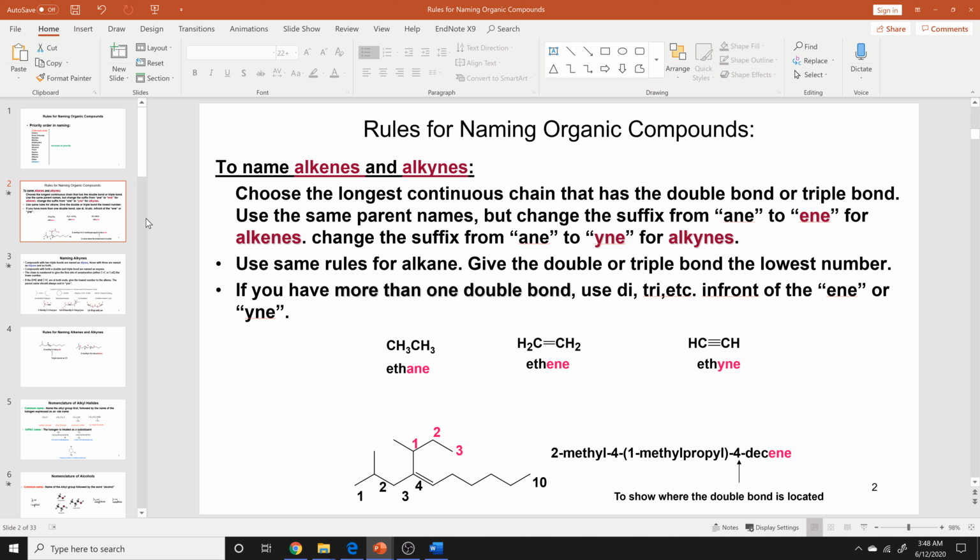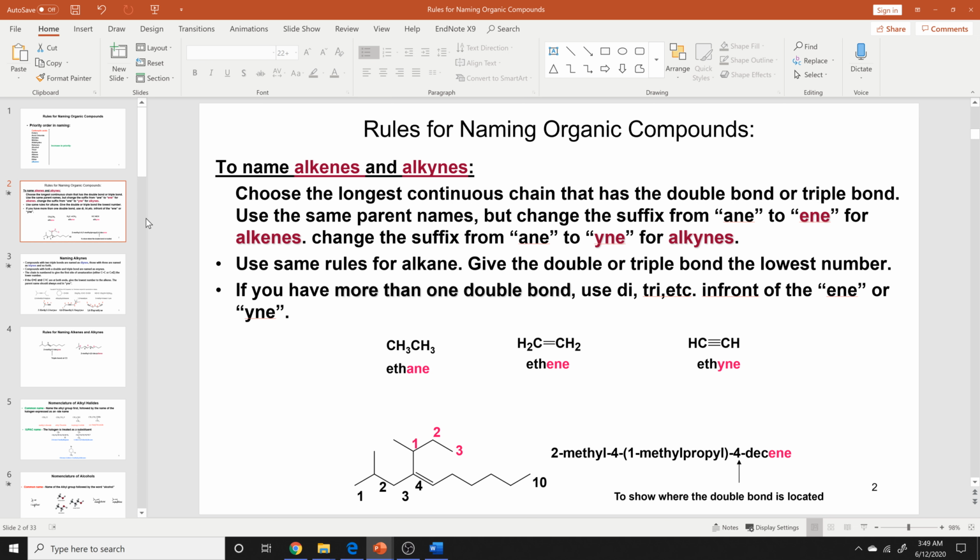So now here my longest chain is a 10 carbon chain. So the first thing, choose the longest chain that has the double bond, or the triple bond in case of alkyne. We're going to use the parent name in there. So for alkenes, we're going to drop the A and E and put E and E at the end. For alkynes, we're going to put Y and E at the end.